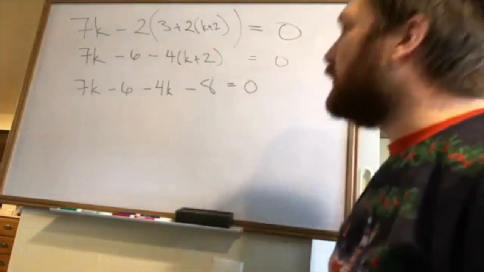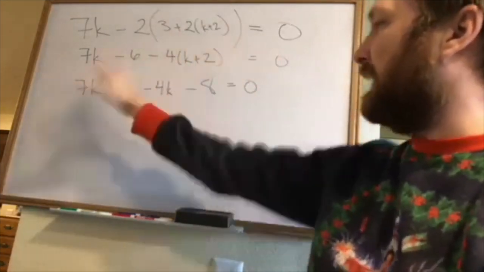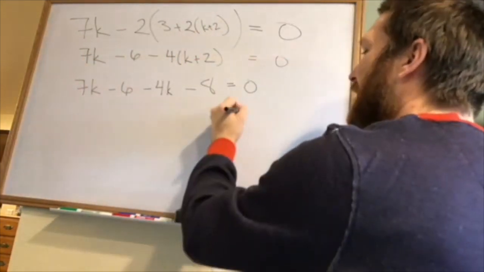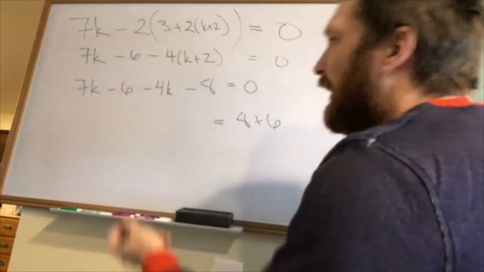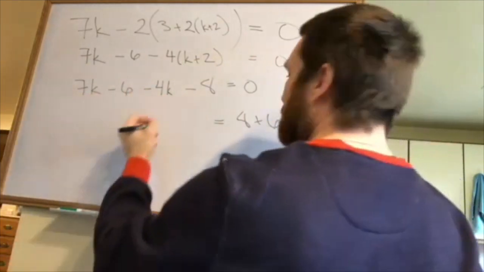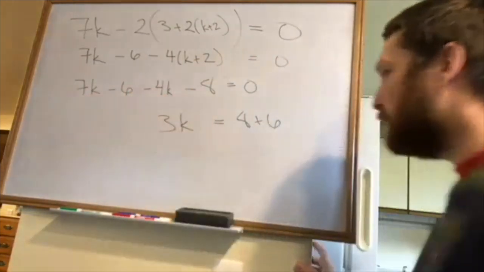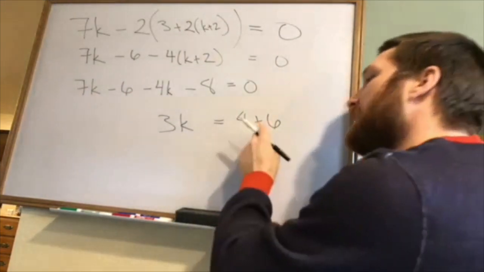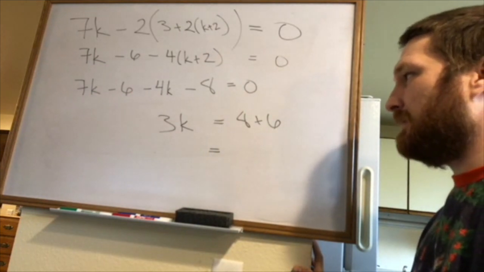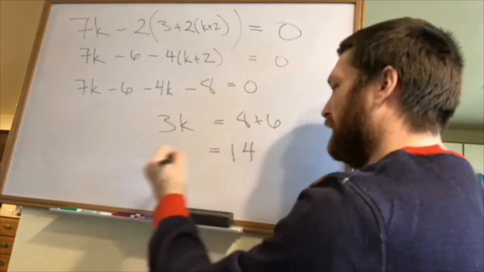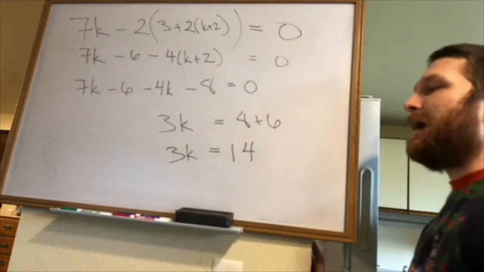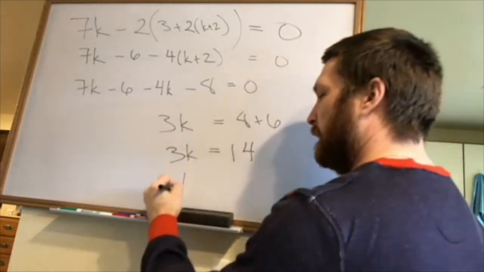Okay, cool. So now I'm seeing, if I could get all the k's on one side and everybody else on the other side, I'm good to go. So I'm going to take my 8 and my 6 over to this side. My 7 and my 4 k's give me a total of positive 3k. And then 8 plus 6 is 14. Finally, I can get k by itself by dividing both sides by 3.